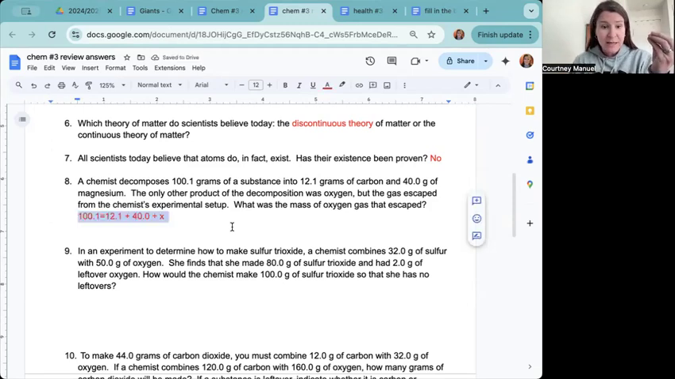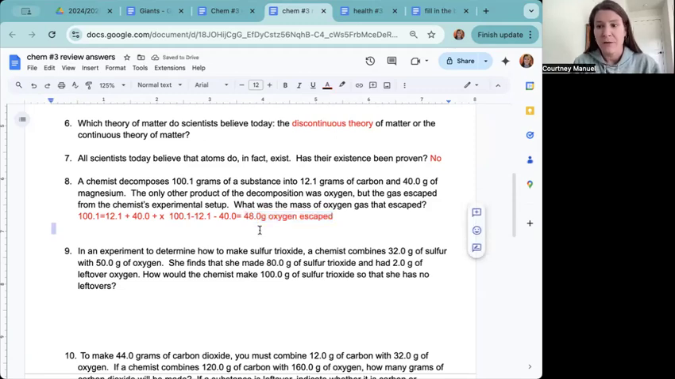So we have the 100, it's going to be the 12 plus the 40 plus the something. And you just need to subtract those out. So it's going to be the 100, subtract the 12, subtract the 40, and you get 48 grams of oxygen has escaped. That one's just your basic matter can't be created or destroyed. It just changes forms. And that one, it just changed form into a released gas.